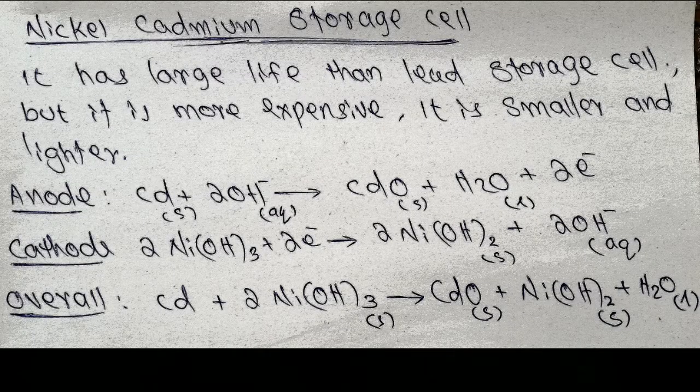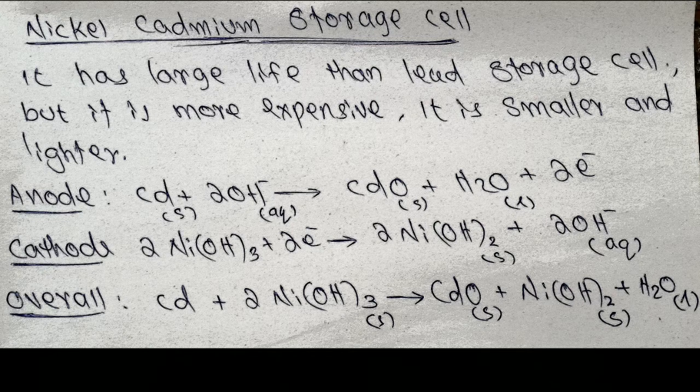Nickel cadmium storage cell. This is another example for a secondary battery. Here the different parts of the nickel cadmium storage battery: the anode is made up of pure cadmium and the cathode is nickel oxide hydroxide. The electrolyte is made up of potassium hydroxide. The potential difference, the voltage of the nickel cadmium battery, is 1.2 volt.